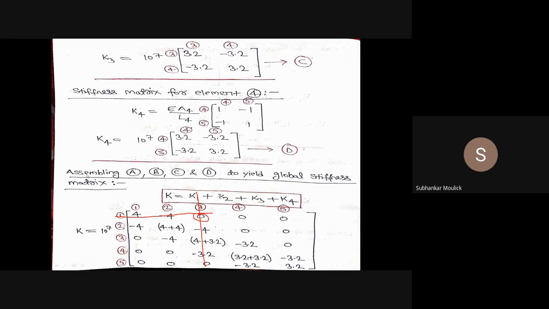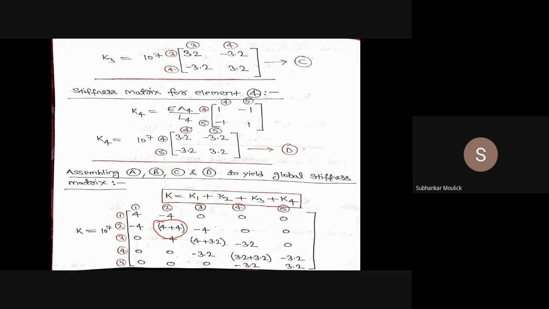Similarly, if I want to find out this particular value, this is my first row and fourth column. If it is present in equation A, B, C, and D, then you will write it. If it is not present, then it will be 0. So if you do like this for the entire 5 rows and 5 columns, you will get this global stiffness matrix.